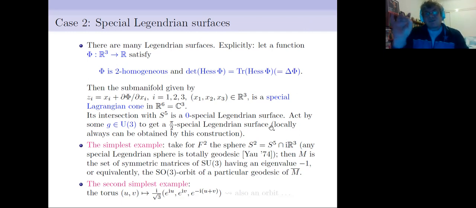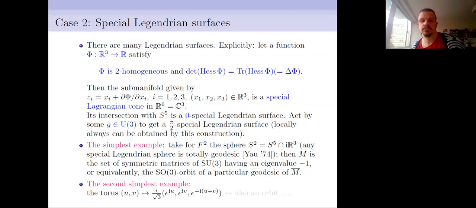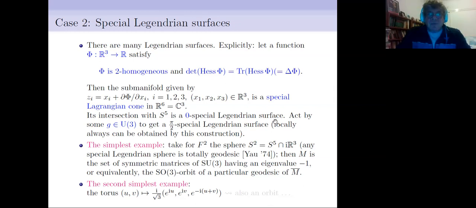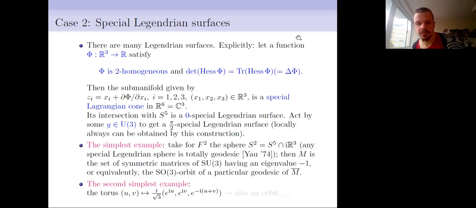Now, one of the features here, because of the round metric on the sphere, is that special Legendrian they're minimal. Oh, okay. In general, this is not necessarily true if you just start with an arbitrary contact manifold. Okay, thank you.